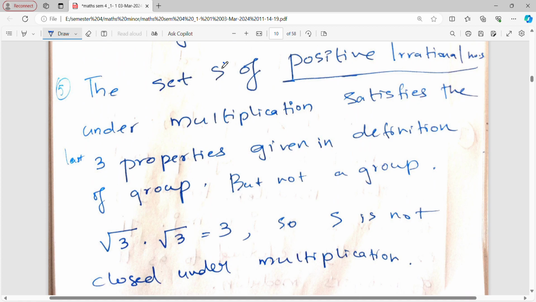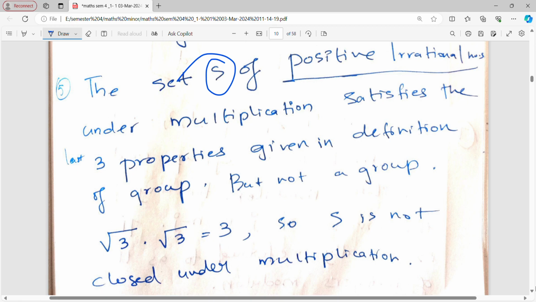So that is S. Under multiplication it satisfies the last three properties given in the definition of a group, the last three properties, okay? But it is not closed. The first property fails: it is not closed under multiplication, because root 3 is an irrational number, but root 3 multiplied by root 3 gives you 3. 3 is not an irrational number, right? It is in the rationals.